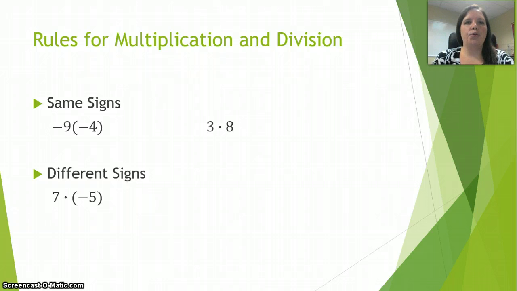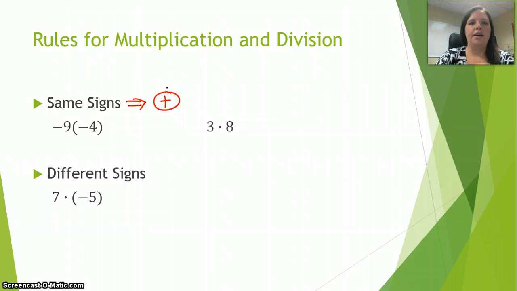And then we want to do the rules for multiplication and division. So the rules for multiplication and division are a little bit simpler because they're the same for both. It's same signs. If the numbers have the same signs, your answer is always positive. And if the numbers have different signs, your answer is always negative. So two negatives or two positives make a positive. A negative and a positive in either order means the answer is negative.